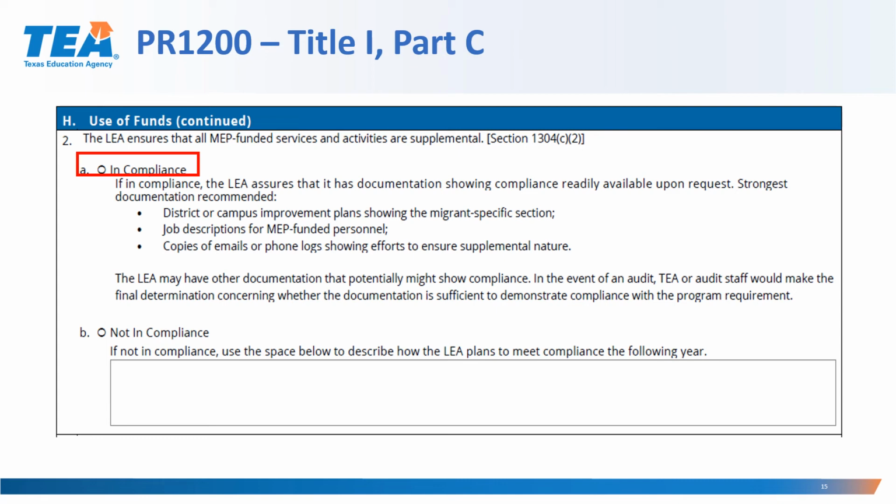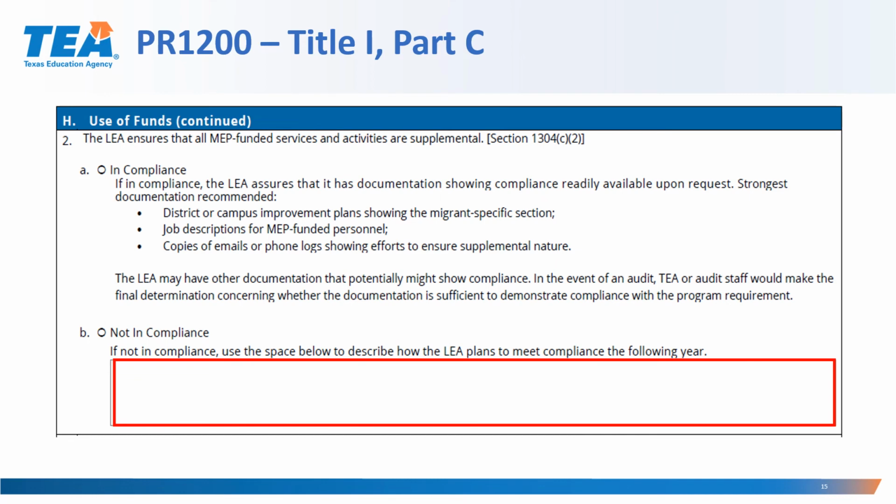Additionally, the LEA might have documentation that might show compliance, but that determination will be done by the TEA staff or the audit staff. If the LEA indicates that it's not in compliance, they will have to use the space below to describe how the LEA plans to meet the compliance the following year.